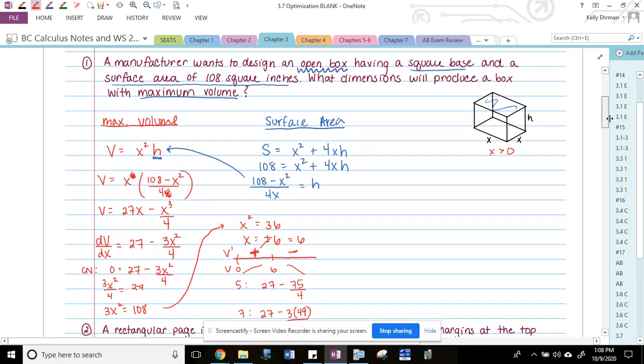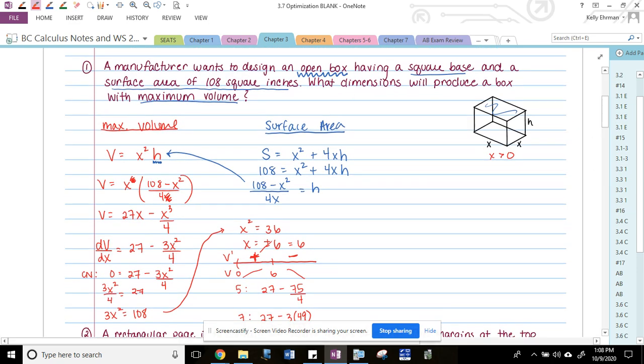So back to the question. What dimensions will produce a box with the maximum volume? The maximum volume happens when x is 6. They didn't ask us to find the maximum volume, so I'm not going to. But if we needed to, we would plug 6 back into our volume equation, and we could figure out what the height is too. But I'm going to say max volume when x equals 6 inches and h equals, what is h when x is 6?